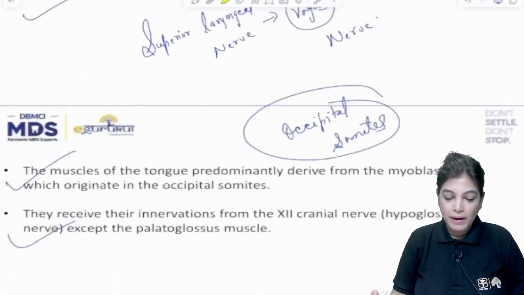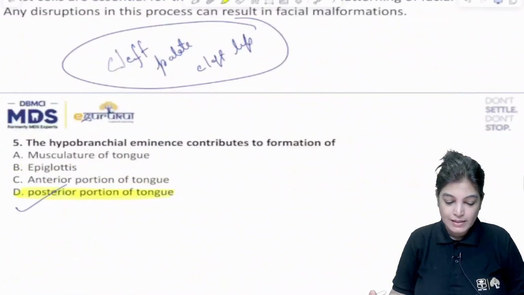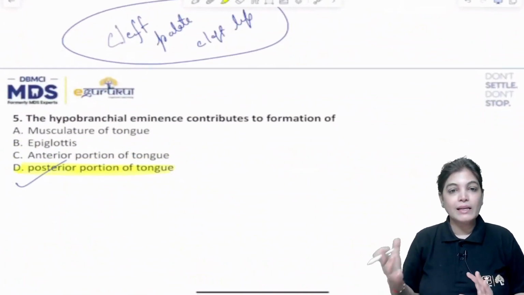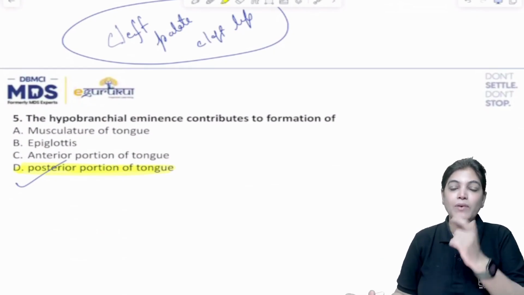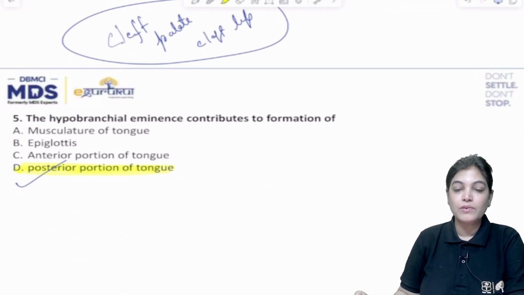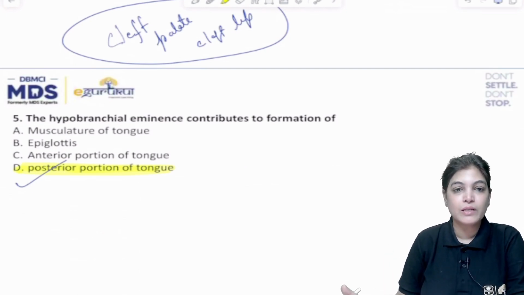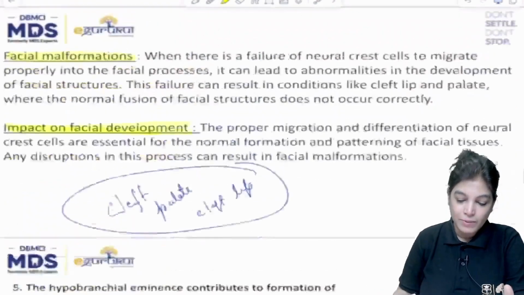Okay, so here just a quick revision, as all of you have solved this MCQ. I just want to tell that hypobranchial eminences is contributing to the formation. So yes, caudal most part of hypobranchial eminences is contributing to the development of epiglottis. But if overall hypobranchial eminences is contributing to the development, I will mark posterior portion of tongue as the right answer. Before ending, a quick recapitulation is there.